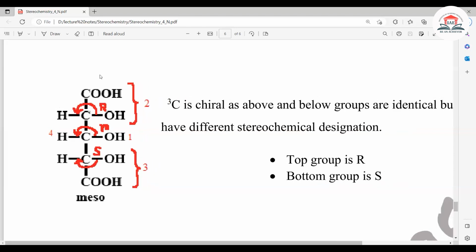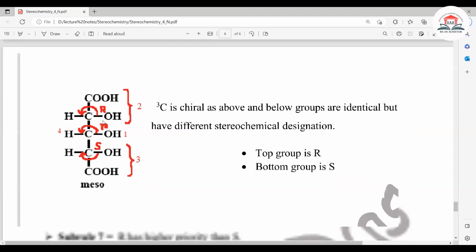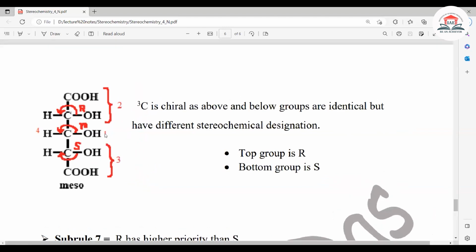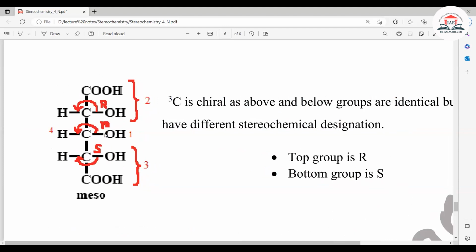See, here this is a meso form, a meso form of this structure, right? Because a mirror plane is passing through the center of the molecule, dividing it into 2 equal parts. Okay, so the first carbon is obviously chiral, and the third one is also chiral, but the middle carbon looks like it should be chiral, but it is still not chiral. Why? Because the configuration of the top and bottom group is different.